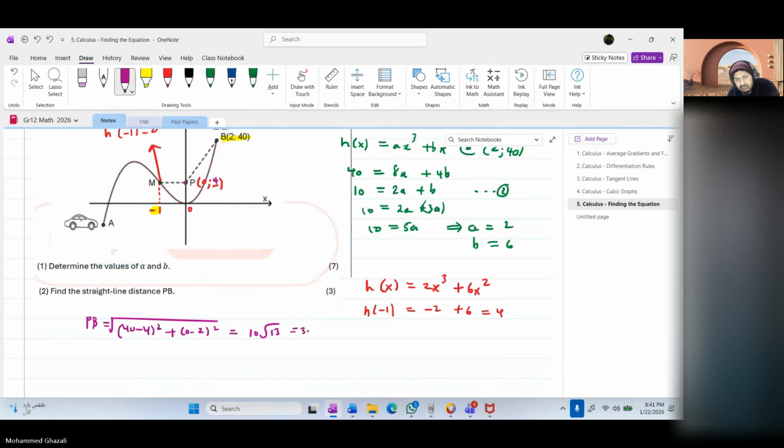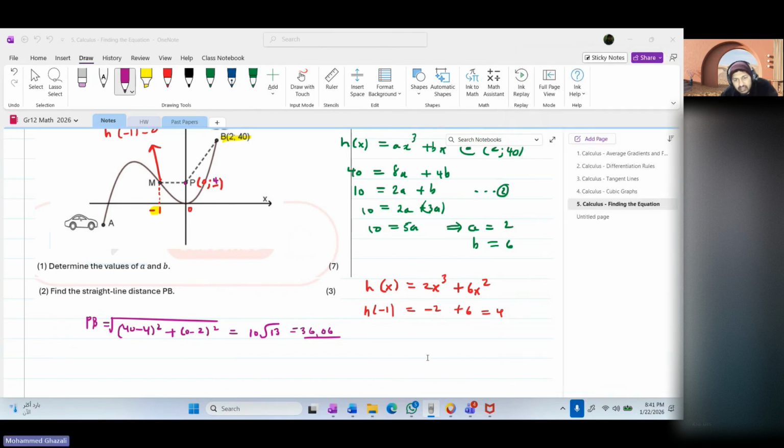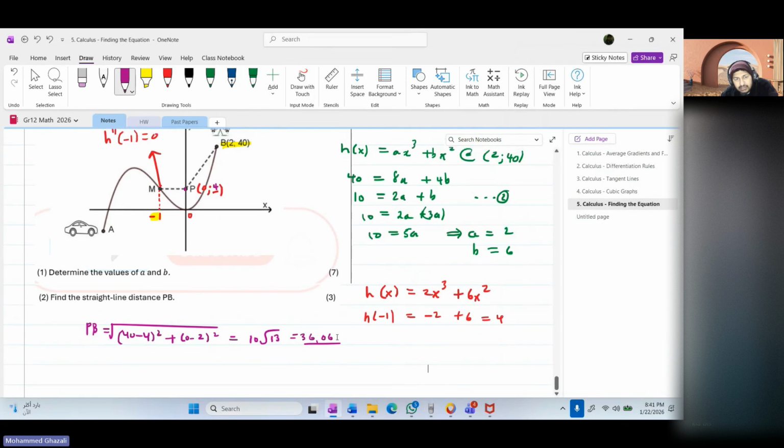0.06. And that looks right. Okay. You can type out the whole thing as you want. 40 minus 4 squared, plus 2 minus 0 squared. I'm not going to put minus 0, obviously. Yeah, so 10 root 13. Correct. All right, so nice problem, clear marks.